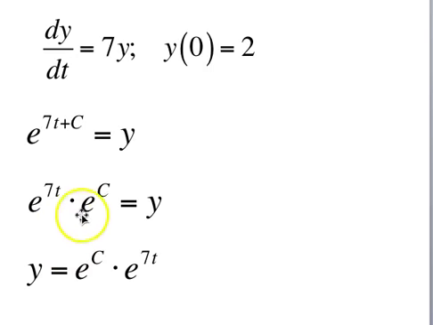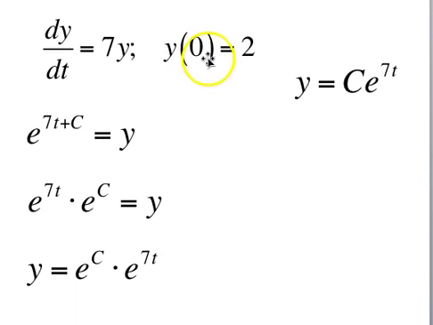We're writing it this way first, e to the c times e to the 7t, and then e to the c is just an arbitrary constant c. So that's a little tricky for us to think about. But a constant to a constant is a constant. That's the key idea. Now we have this bit of information.